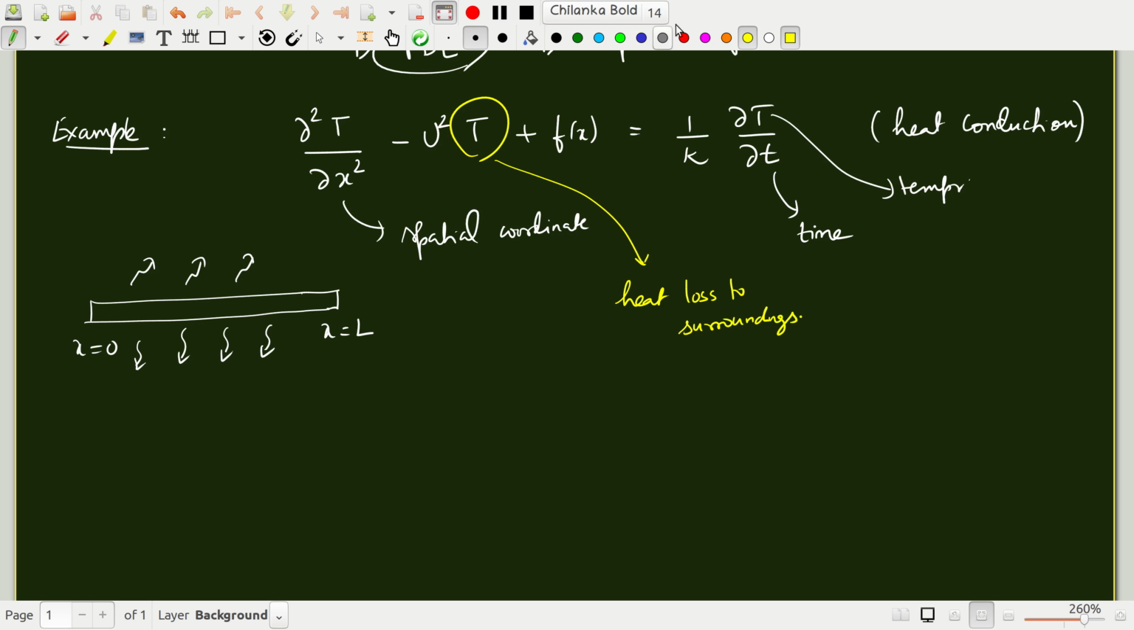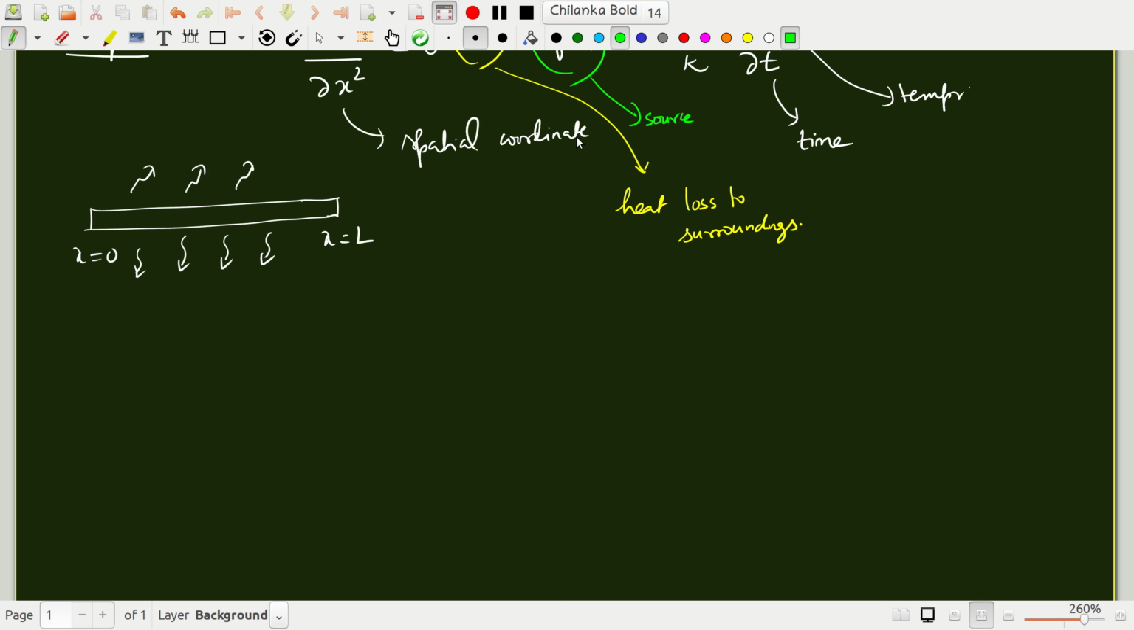Okay, and let's say there is also another term that is like a source or sink term. This represents either internal heat generation or internal heat loss due to some reaction or something like that. So you may have an electrical heater which generates heat. So let's make the problem as general as possible. So this is the problem.